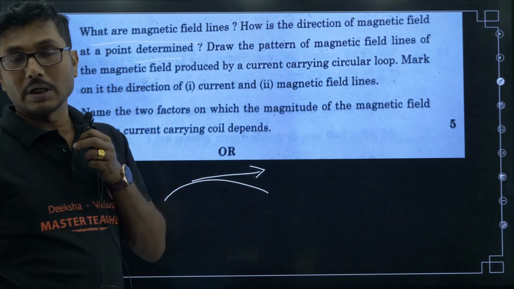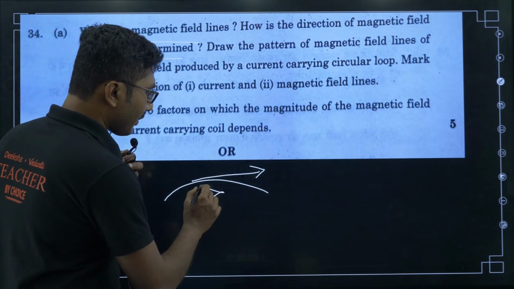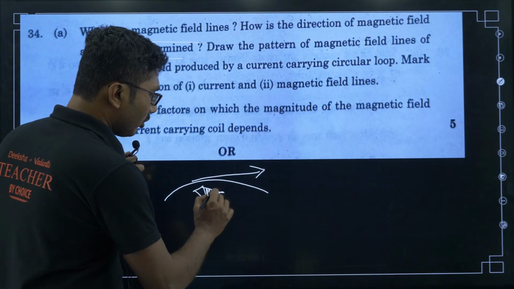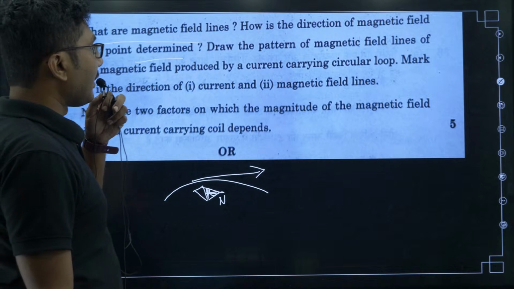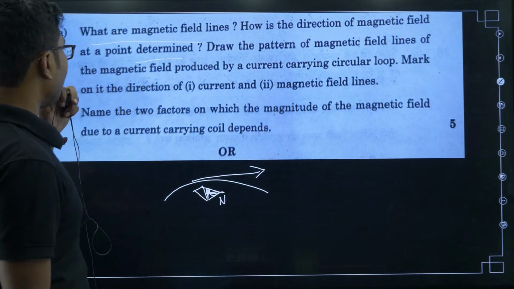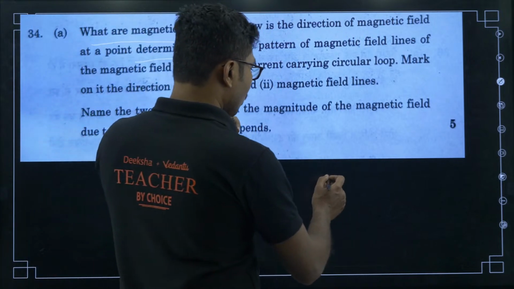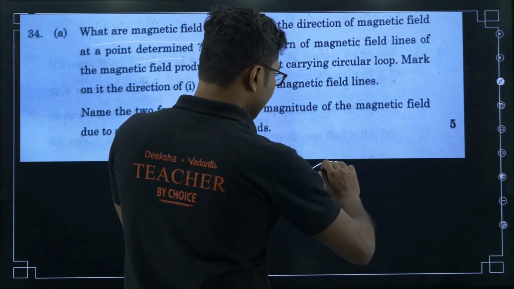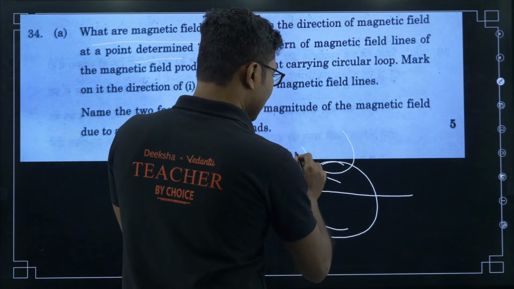Or if you put a magnetic needle at this point, whatever is the direction of the north pole of the magnetic needle, that north pole gives you the direction of the magnetic field line. Draw the pattern of magnetic field lines produced by a current carrying circular loop. We have drawn the current carrying circular loop in the past. The center is like this and it is like this, right?